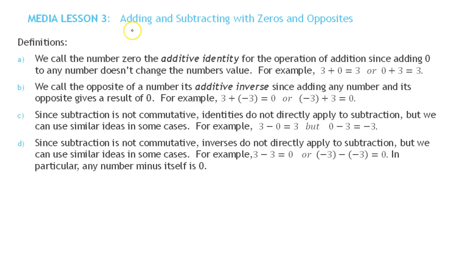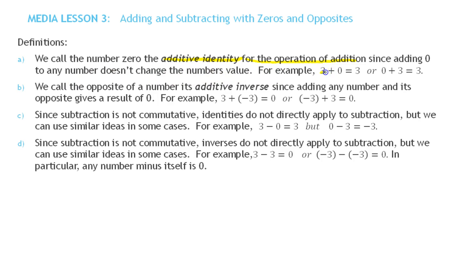In this video, we're going to look at adding and subtracting with zeros and opposites. Let's begin by looking at a few definitions. So we call the number 0 the additive identity for the operation of addition, since adding 0 to any number doesn't change the number's value.